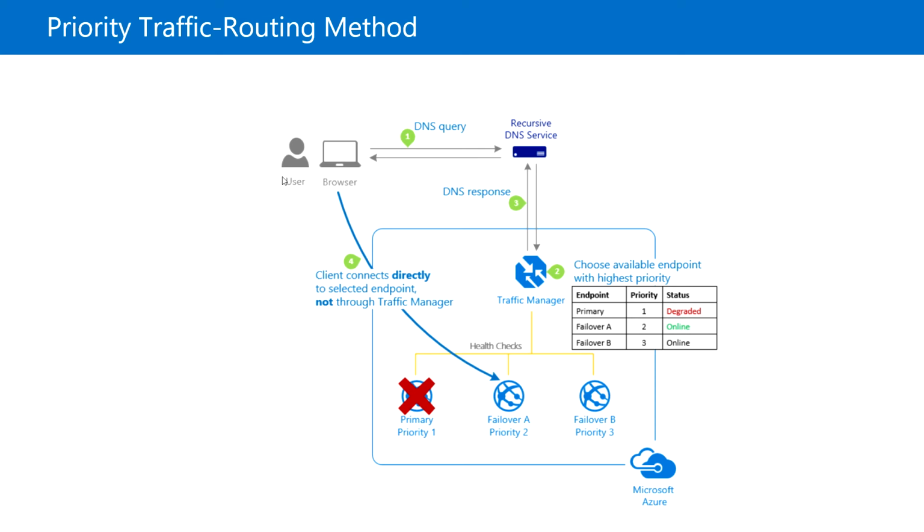When traffic comes to this primary endpoint, and let's say the primary endpoint is down or degraded, then the traffic will be routed to the failover. So here we can configure the priority to which endpoint the traffic can be routed. It will choose the available endpoint with the highest priority, and in case that goes down, then it will choose the next highest priority.